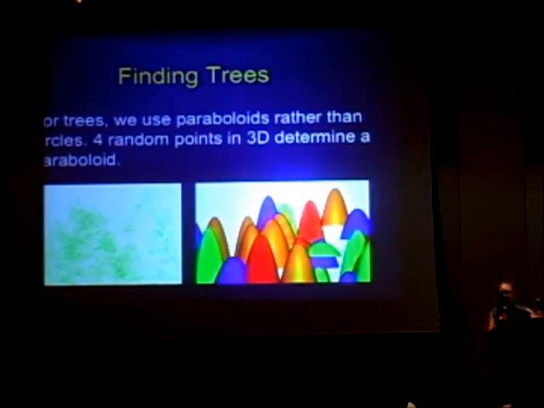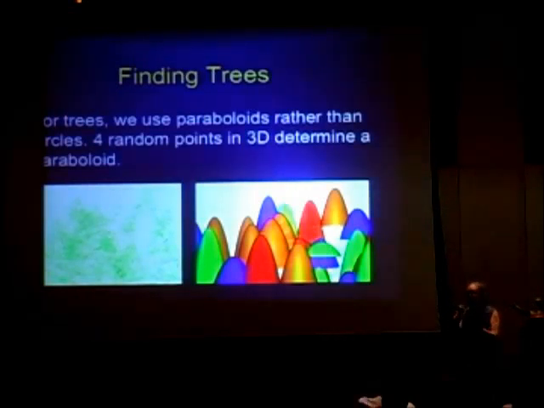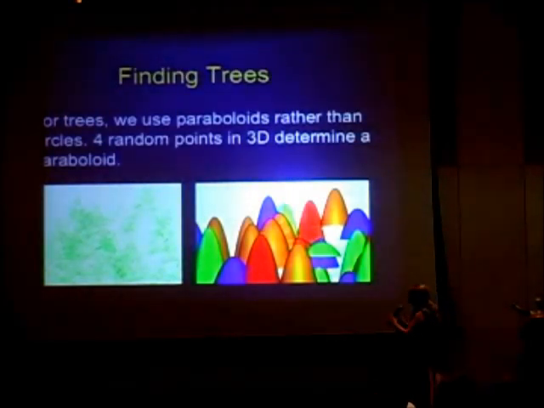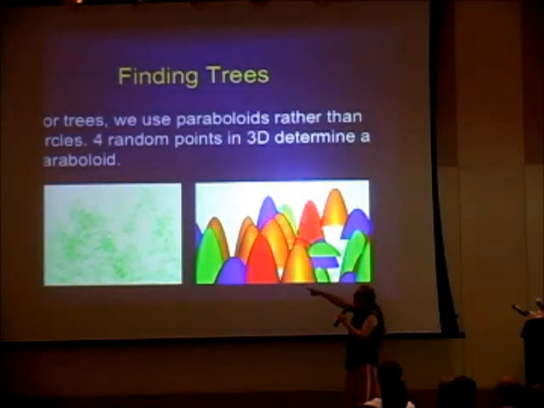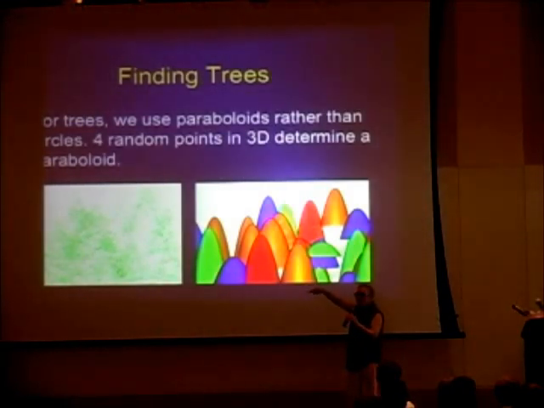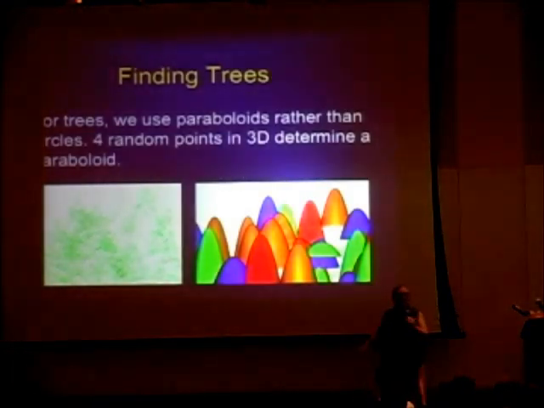Okay, so to do this for finding trees in a three-dimensional point cloud, what we do is we look at a little area. So we pick a random point on one of those trees, a random point out of the cloud. And then we consider a little area around that random point.